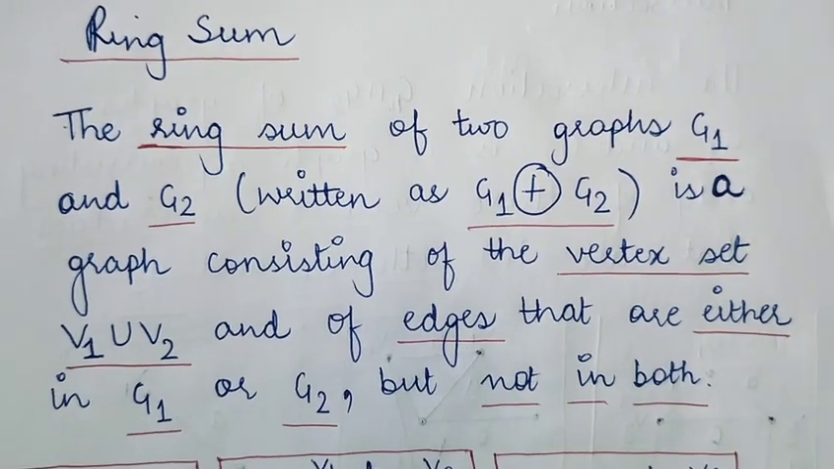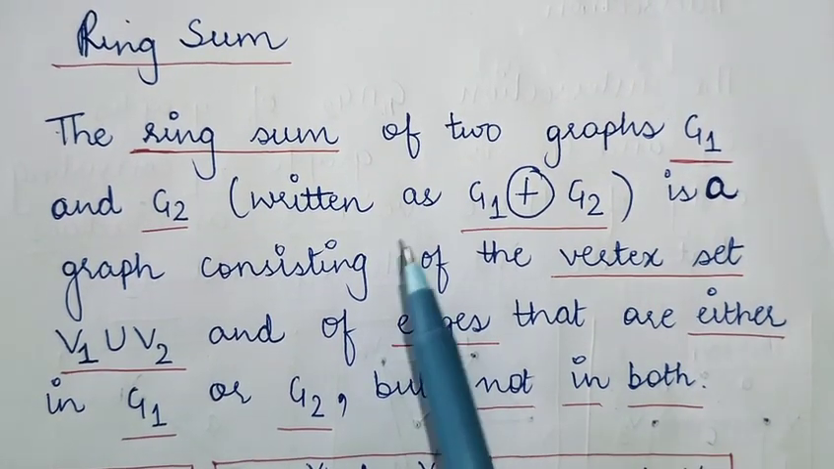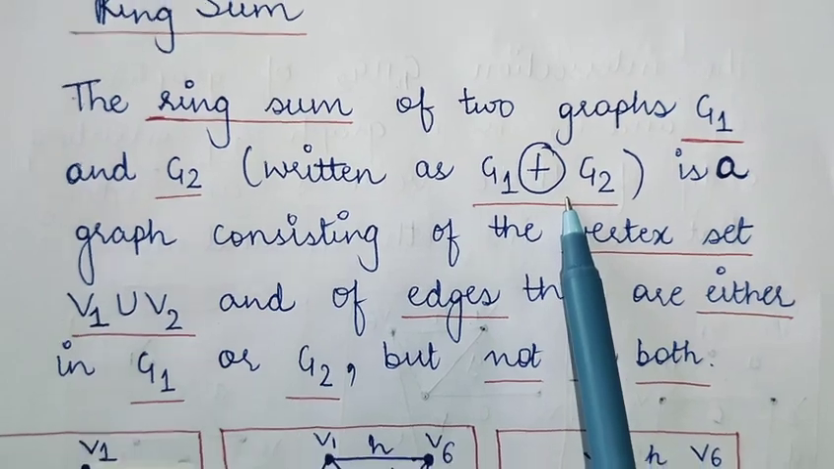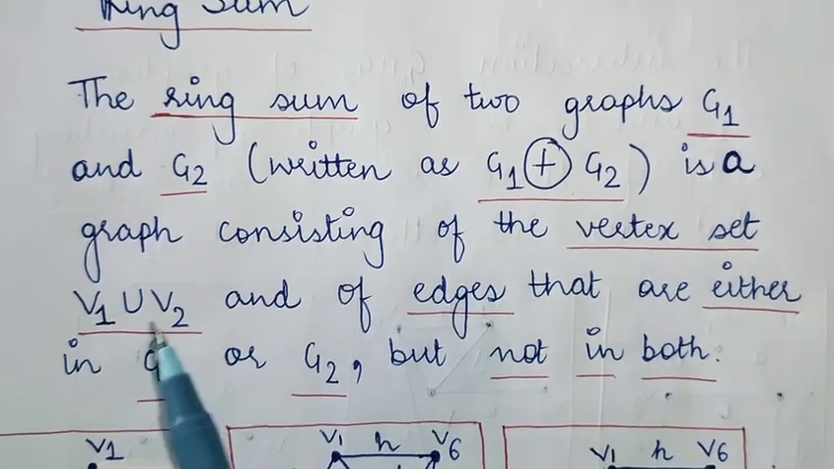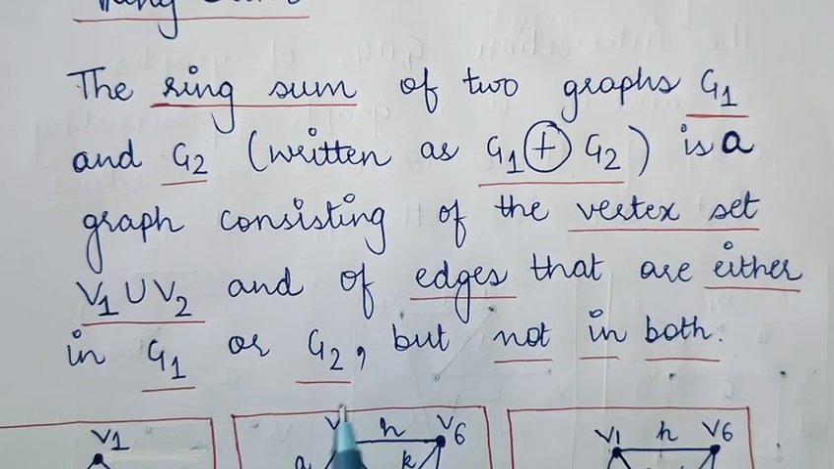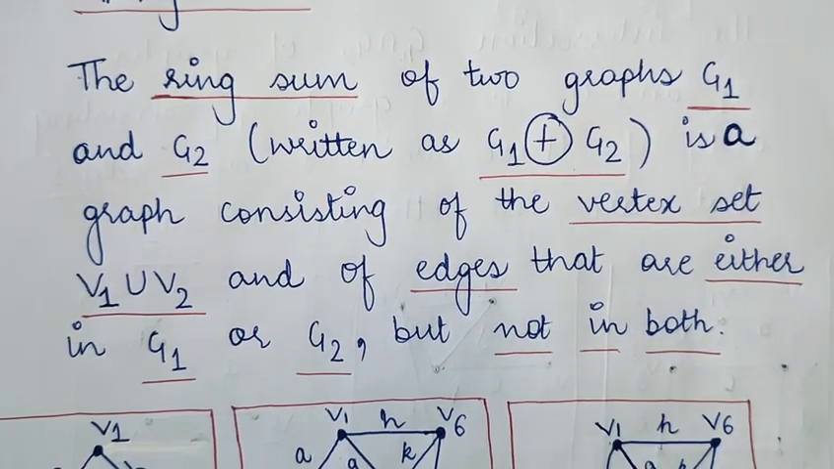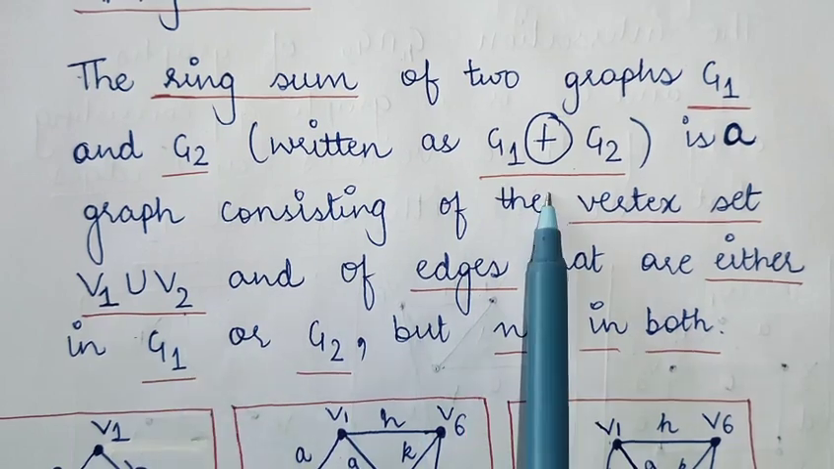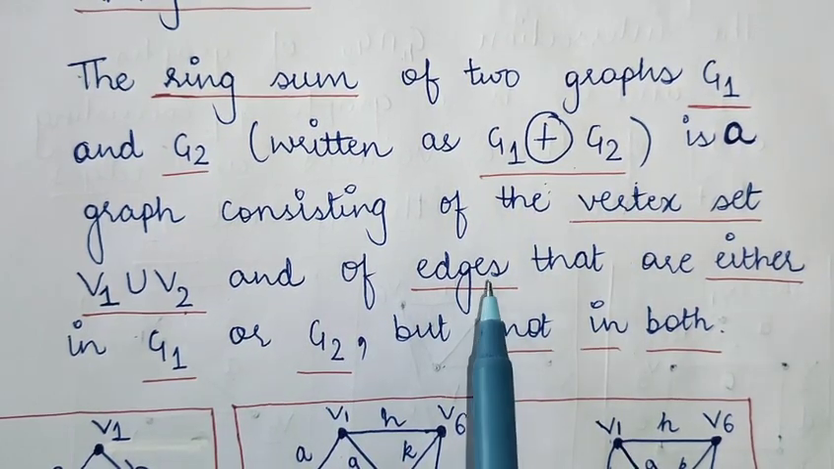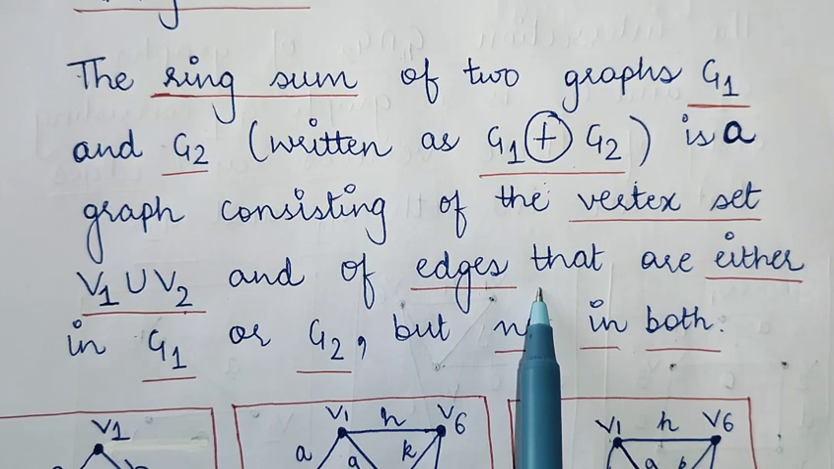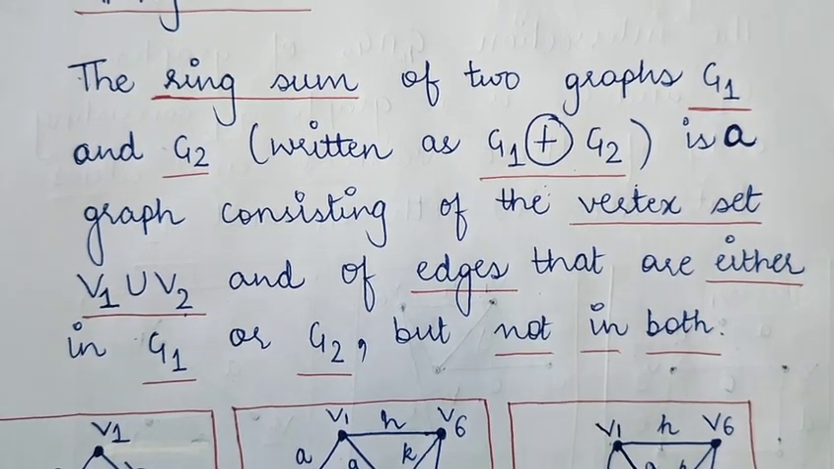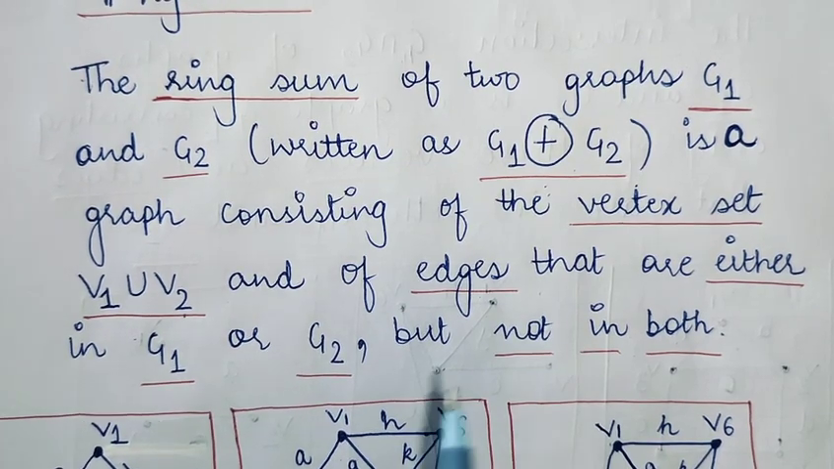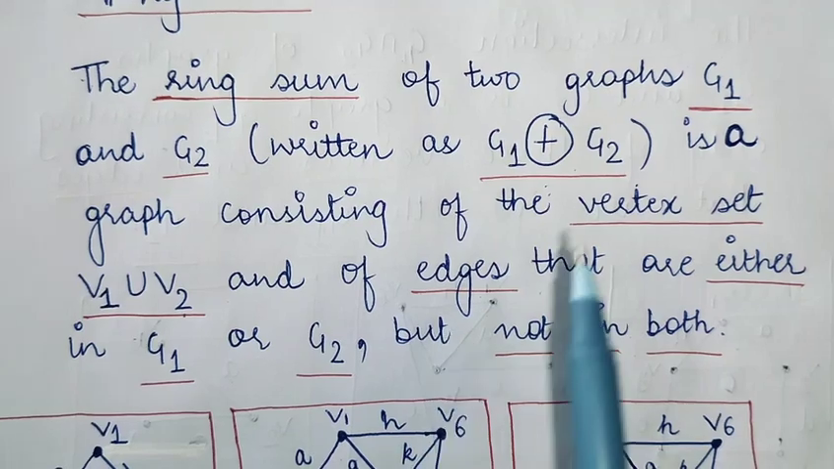Now let's look at the ring sum of two graphs. The ring sum of two graphs G1 and G2, written like this, is a graph consisting of the vertex set V1 union V2 and edges that are either in G1 or G2 but not in both. So it is basically a combination of union and intersection. That means the ring sum of G1 and G2 is such that the vertex set is the union of both the vertex sets of G1 and G2, and the edge set contains only those edges which are either in G1 or in G2 but which are not common to both. Right? Once again I will repeat.